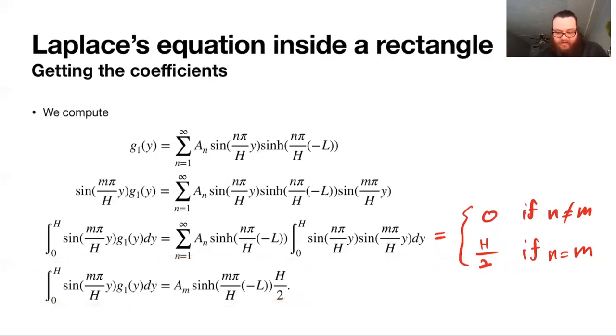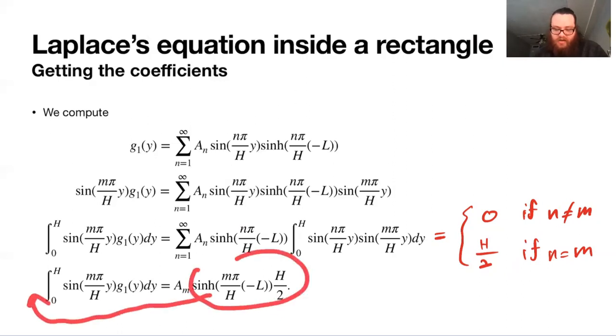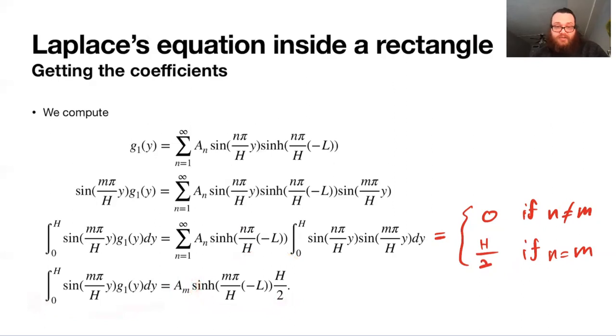On the left-hand side, the integral of sine of m pi over h times y times g sub 1 of y is equal to this mystery constant a sub m times this known constant sinh of m pi over h of minus L times this known constant h over 2. So we bring this down here, and we've solved for these coefficients a sub m.